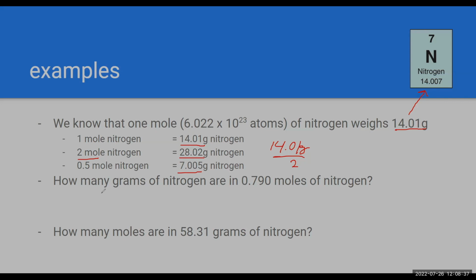So here's a little example that I'm probably going to go through. And then I'm going to have you guys try and practice some on your own. So the first question is, how many grams of nitrogen are going to be in 0.790 moles of nitrogen? So I'm going to start with our given. So our given is going to be 0.790. And then I'm going to write the units, moles of nitrogen.